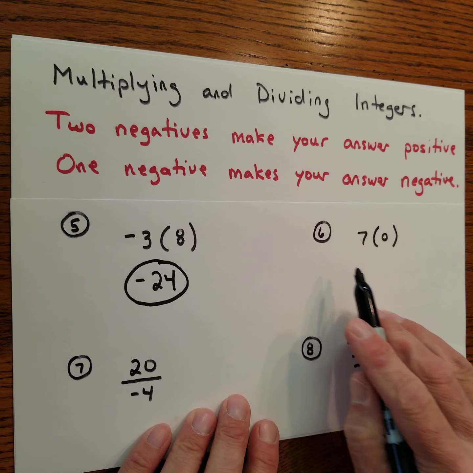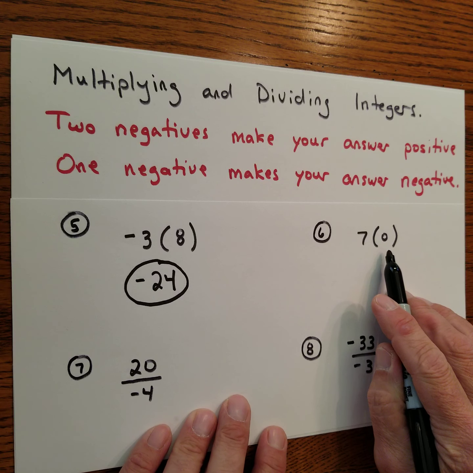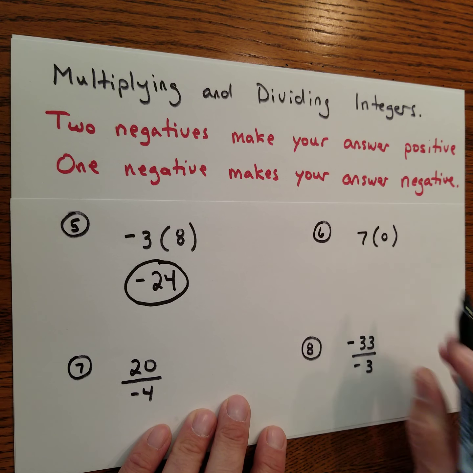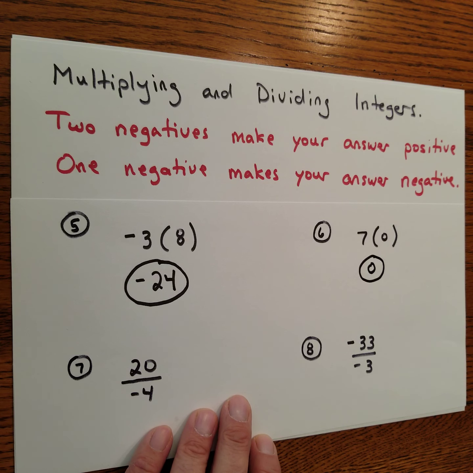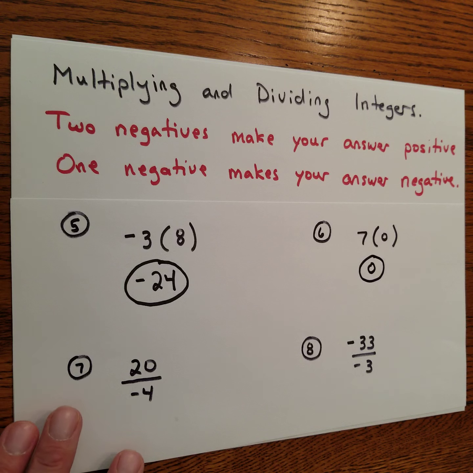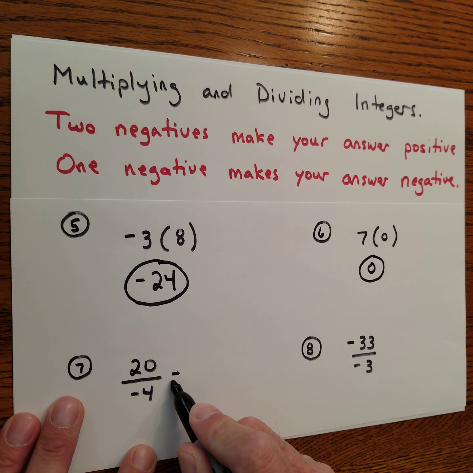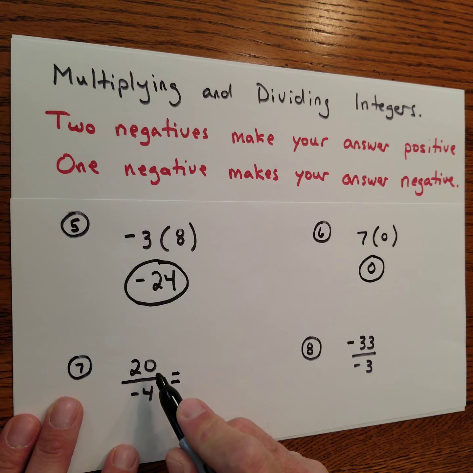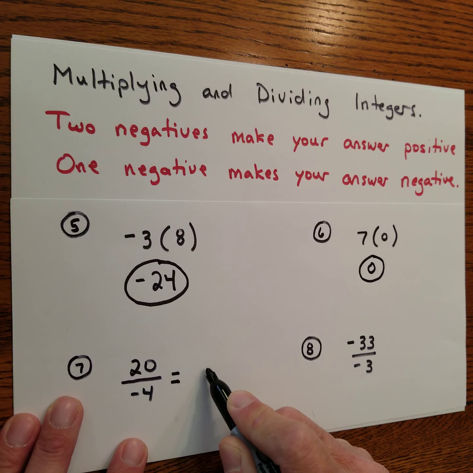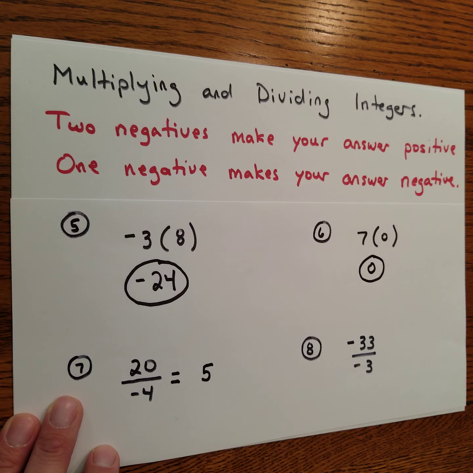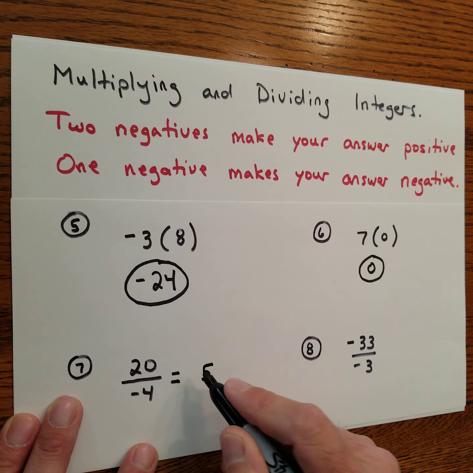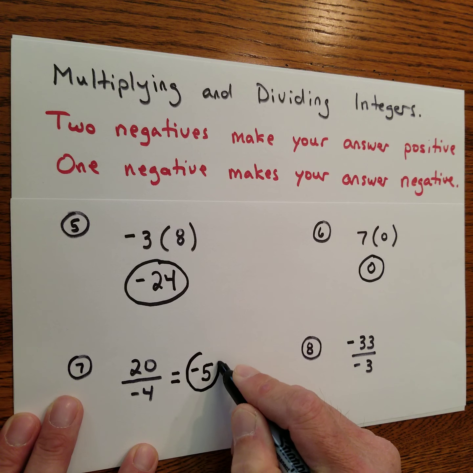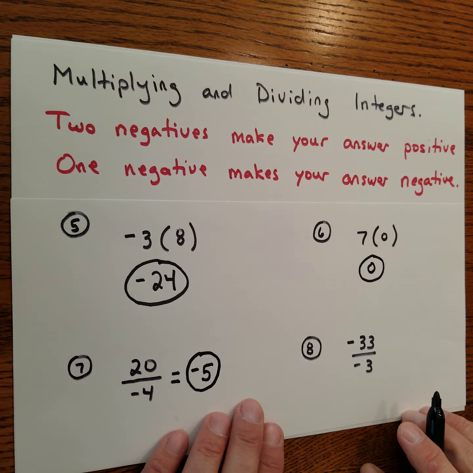In number 6, trick question, I'm multiplying by 0. Anytime I multiply by 0, I know my answer is automatically 0. In number 7, this is a fancy way of writing a division problem. It's 20 divided by 4, which is 5, and I'm dividing with one negative. I know that when I divide with one negative, it makes my answer negative. 20 divided by negative 4 is negative 5.